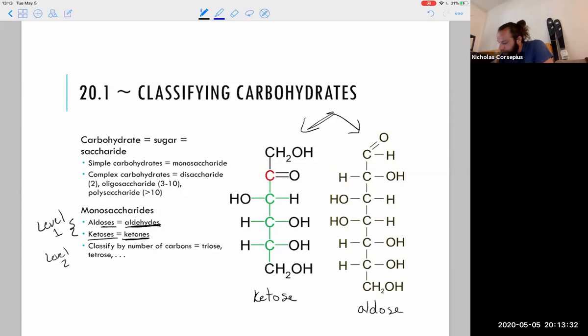Level 2 is the number of carbons. All right, so this will follow: your simplest sugar is a triose. A tetrose has 4 carbons, pentose has 5, hexose has 6. Okay, so this is a 1, 2, 3, 4, 5, 6. So this is a ketose, that's a hexose. Is this also 6? 1, 2, 3, 4, 5, 6, 7. The heptose, although we're not going to see very many of those.